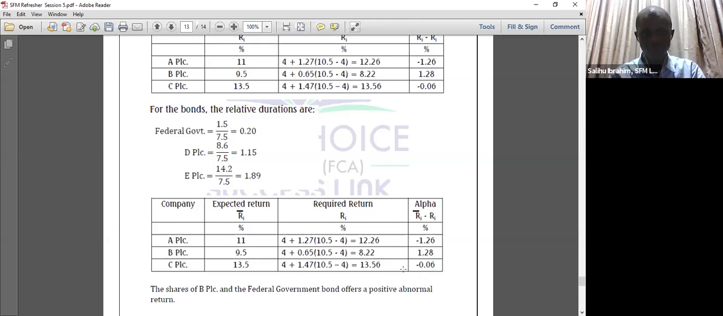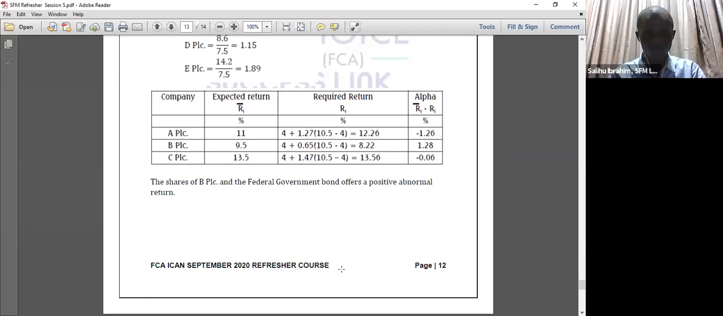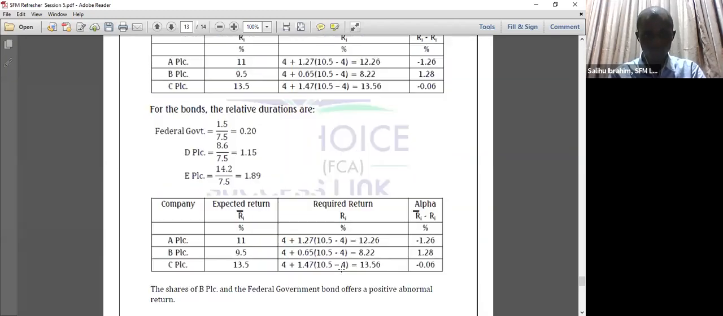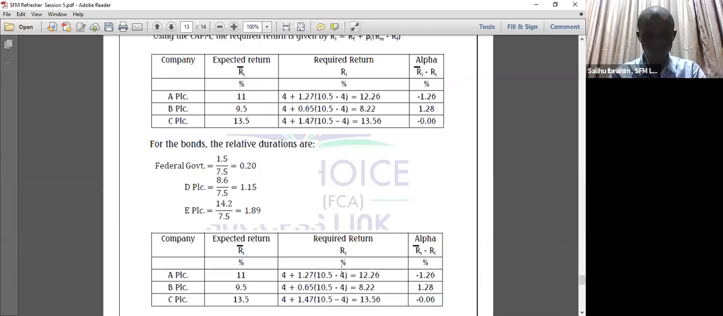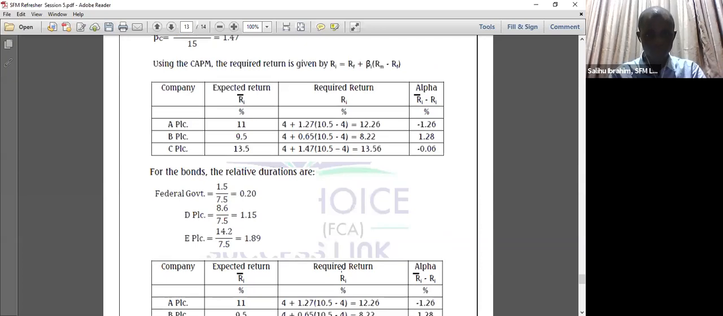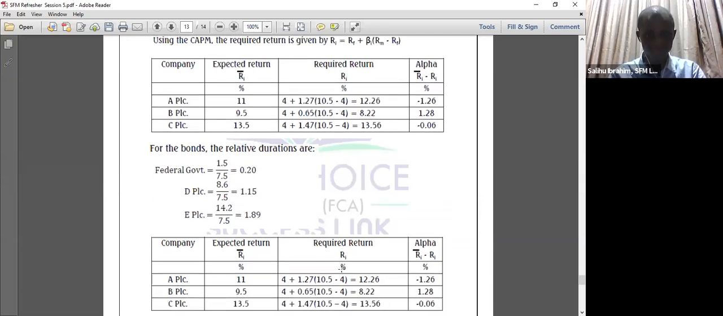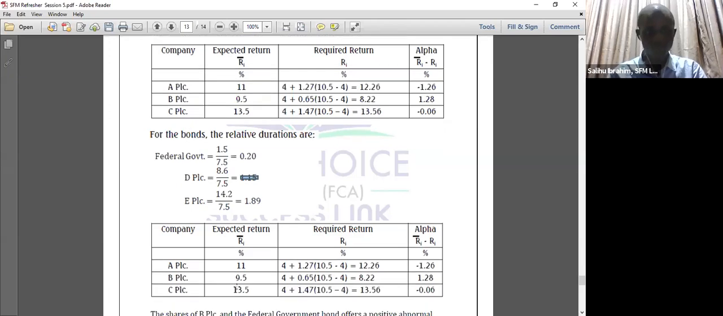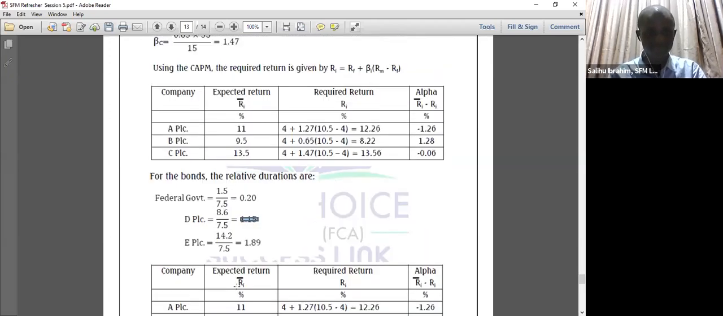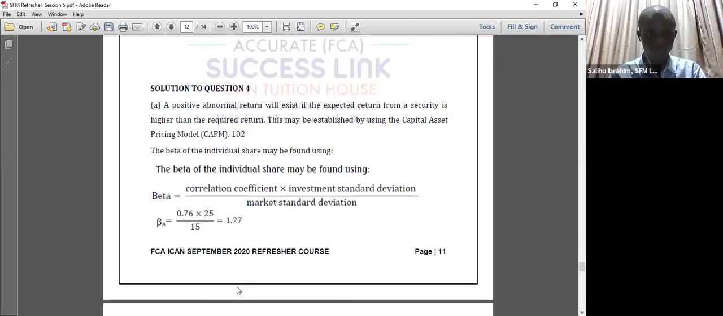Am I doing the same? No, this is not correct. I simply replace this figure here. No, that's not correct. Yeah, it should be where you have that beta, it should be 0.2, okay? It should be 0.2, 1.15, and 1.9. For government, okay, let me go back to that question and show you.